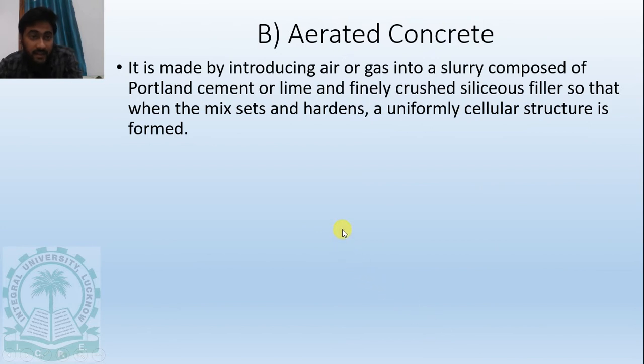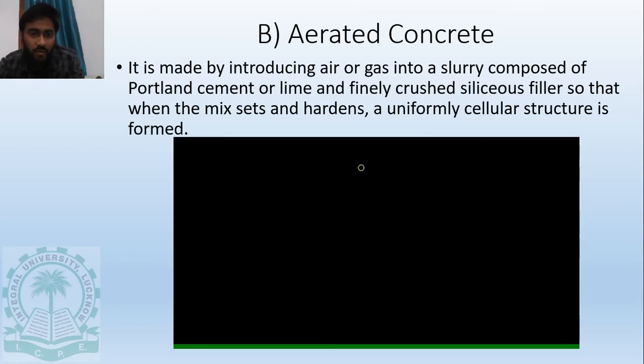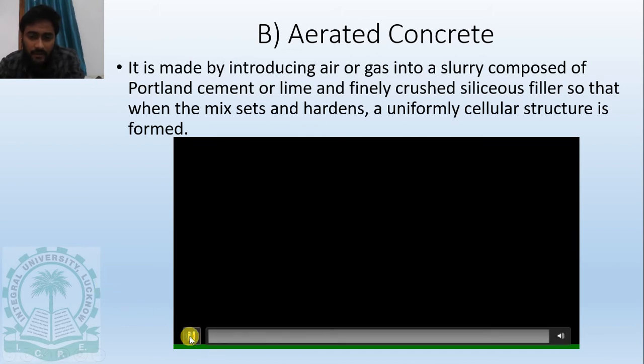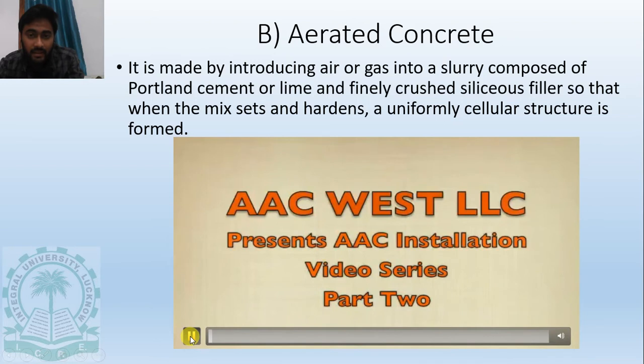So the next category is aerated concrete. It is made by introducing gas or air into the slurry composed of Portland cement or lime and finely crushed siliceous filler, so that when the mix sets and hardens, a uniformly cellular structure is formed. So in this video you can see how we can use such concrete types.